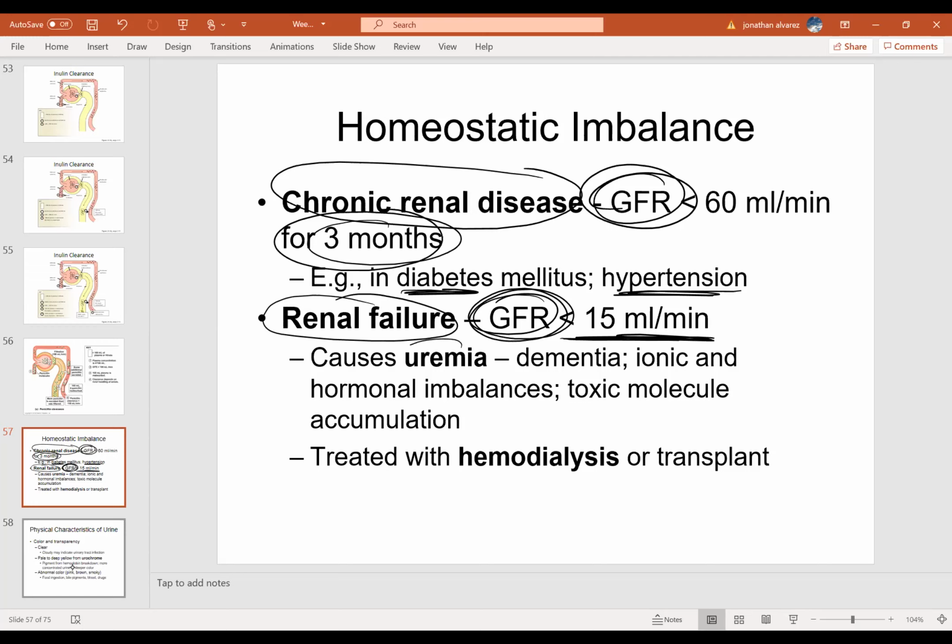Uremia, which is raised levels of blood, so increased blood, of urea and nitrogen. Okay, this is where the blood urea nitrogen test would come into play. This is another lab you could do to assess people. Okay, blood urea nitrogen.